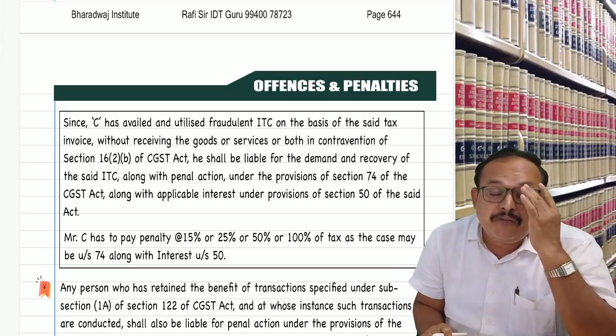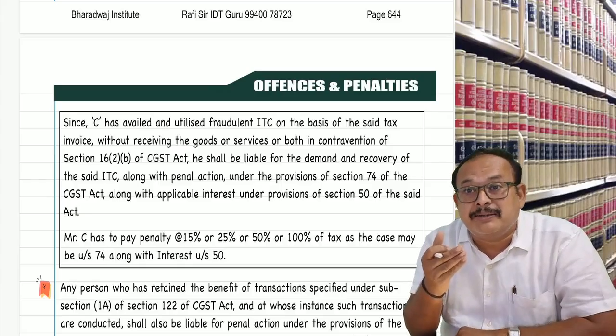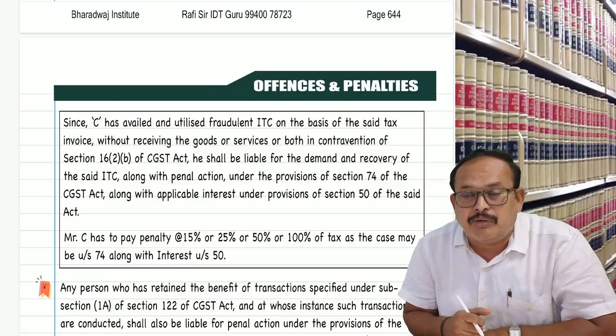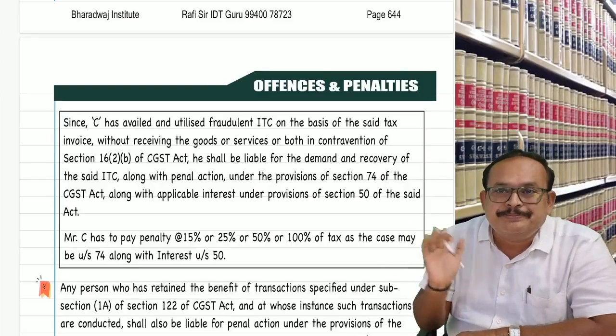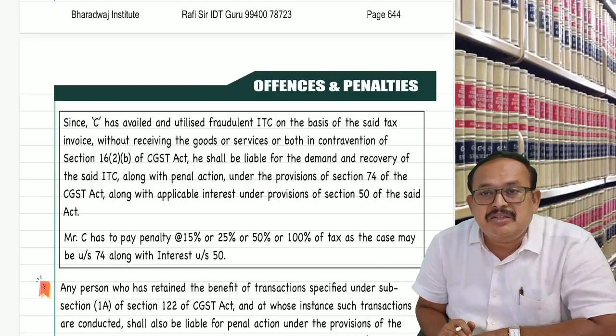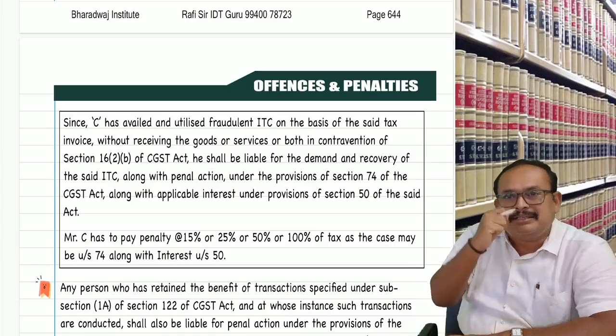Resultantly, section 74A. What is the penalty for wrongly availing ITC, fraudulent availing ITC? 100% of the tax amount is the penalty. If that comes into picture, 122 won't come, says section 75, subsection 13. Got the clarity?